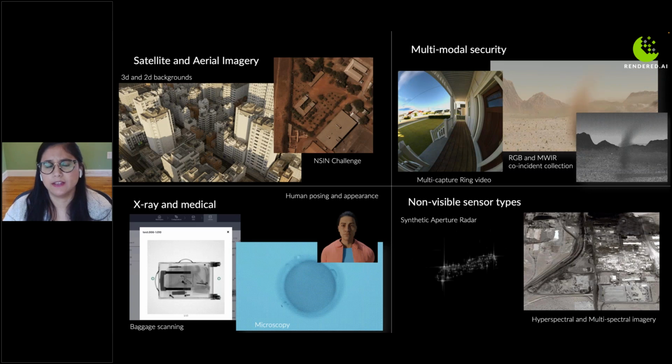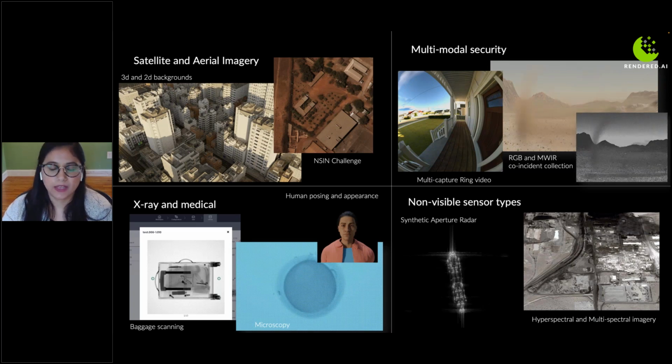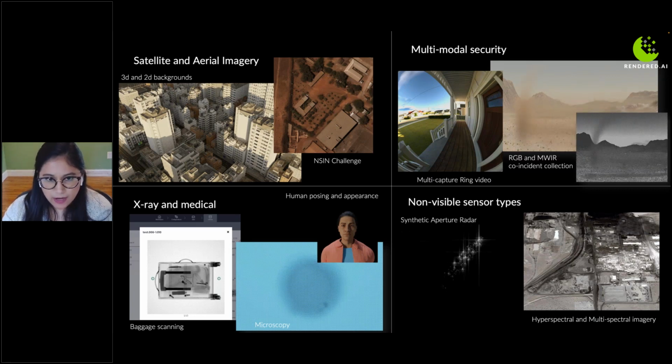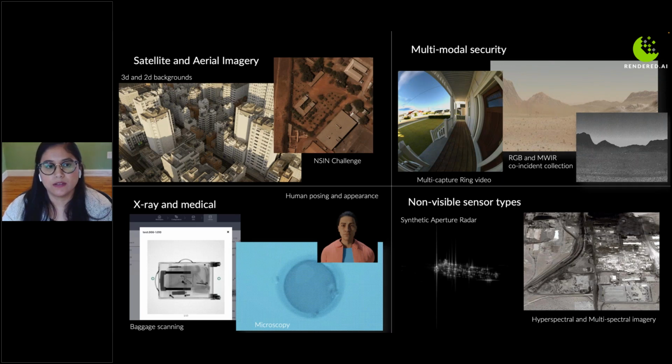So I want to dive into a little bit more detail on what all of these images were created for. On the top left are 2 examples of satellite and aerial imagery, similar to the example before. So you see examples of 3D and 2D backgrounds. One is from the top looking down, and the other image is an aerial view. And this was created for the NSIN Challenge. NSIN stands for National Security Innovation Network, and the goal for these data sets was detecting air conditioners on rooftops. So you can see where the air conditioners are here.